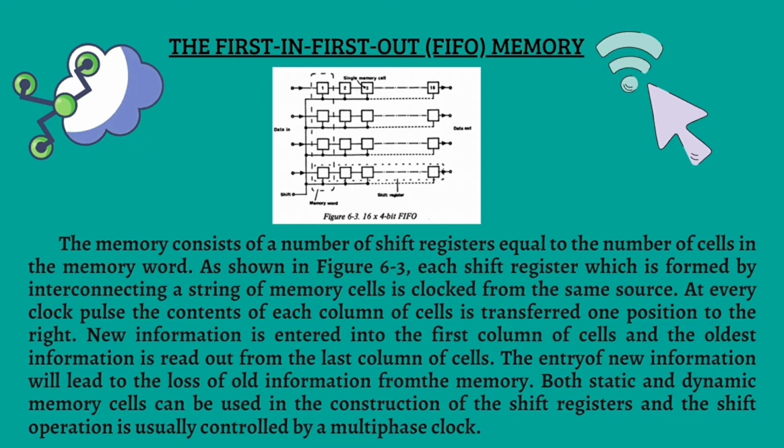New information is entered into the first column of cells and the oldest information is read out from the last column of cells. Entry of new information will lead to the loss of old information from the memory. Both static and dynamic memory cells can be used in the construction of the shift registers, and the shift operation is usually controlled by a multi-phase clock.